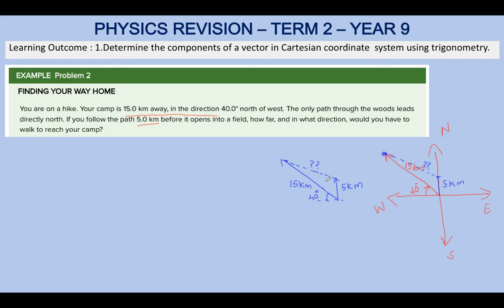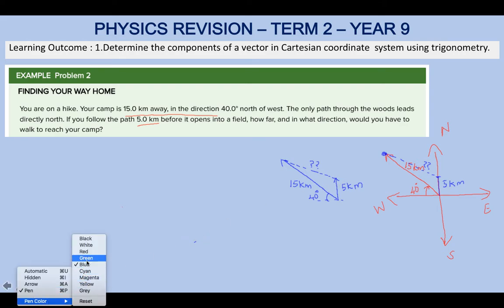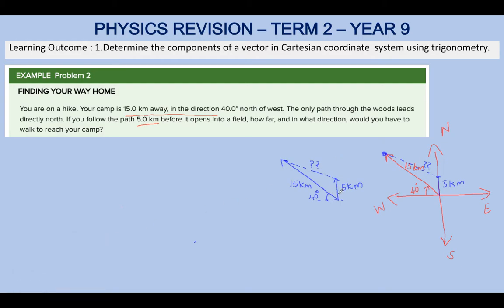Now, what would the angle inside be? So first step is I want to bring in an angle inside the triangle. So this we know that's 90 degrees in total. So the inside angle would be 50 degrees, right? Because this is 90 degrees. So the angle inside the triangle is 50 degrees.